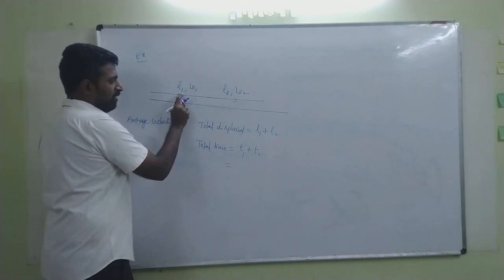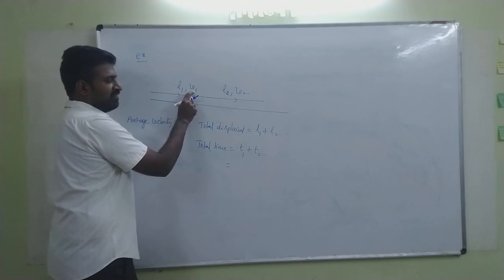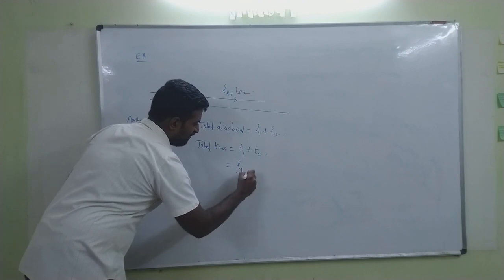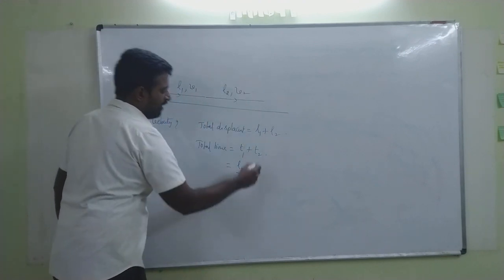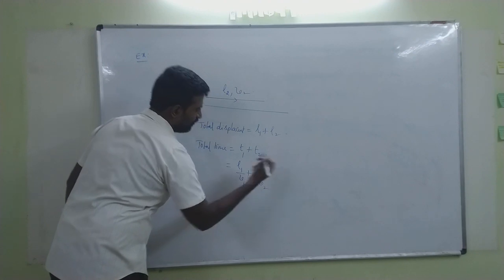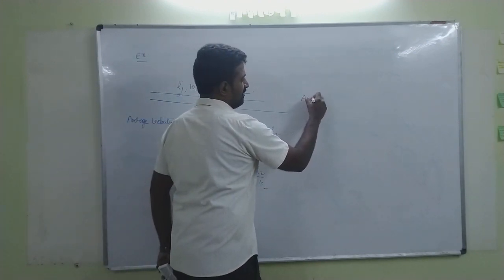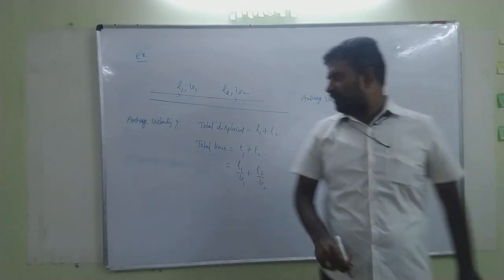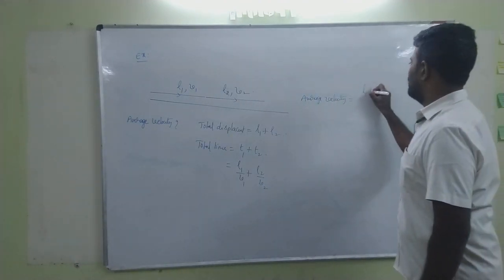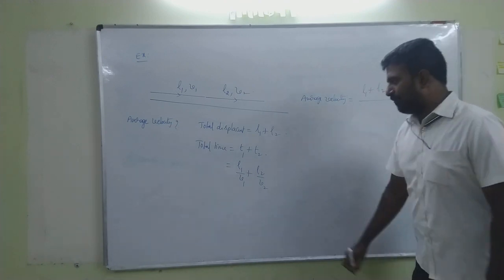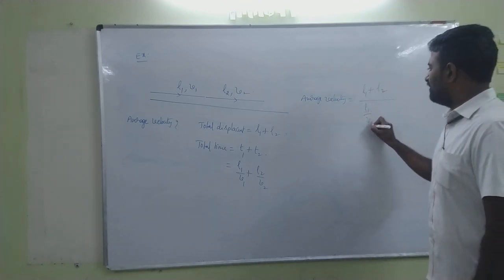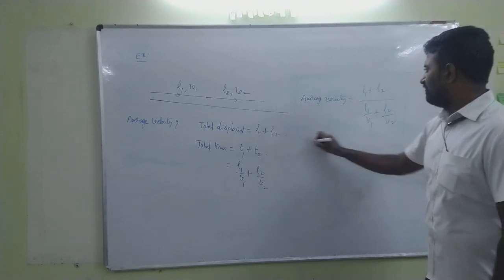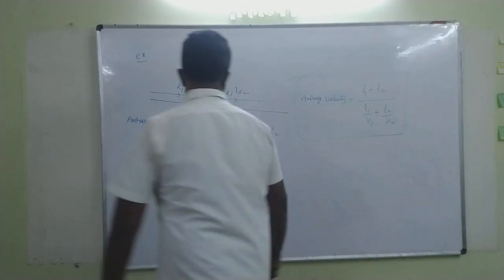During first part, displacement is L1, velocity is V1. So time for first part will be L1 divided by V1. What about the time for second part? L2 divided by V2. Then the average velocity will be equal to total displacement, that is L1 plus L2, divided by total time, L1 by V1 plus L2 by V2. I will give you one more case.